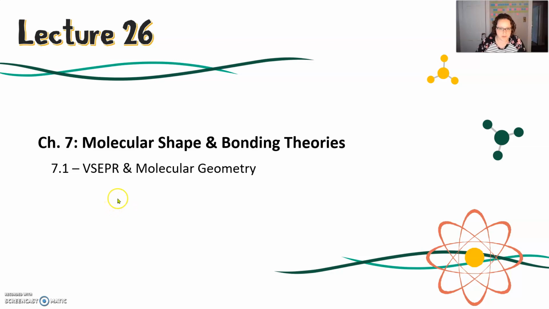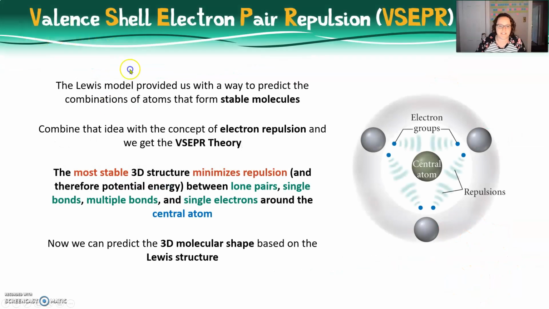This first mini-lecture for Chapter 7 introduces VSEPR theory, a method by which we determine the 3D shape of a molecule from its Lewis structure. VSEPR, or VSEPR, stands for valence shell electron pair repulsion.